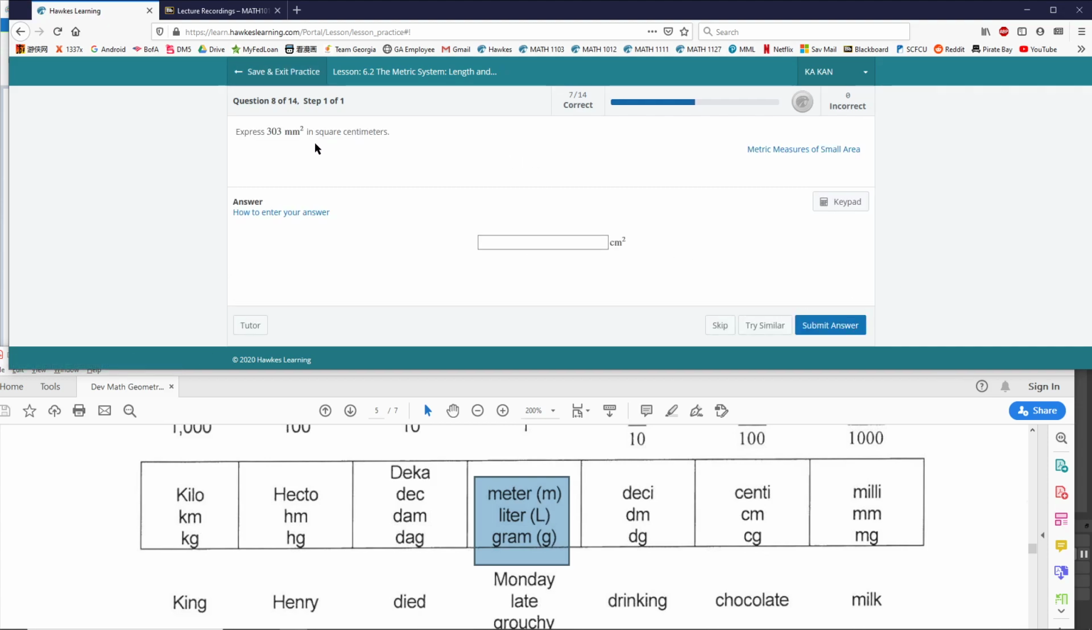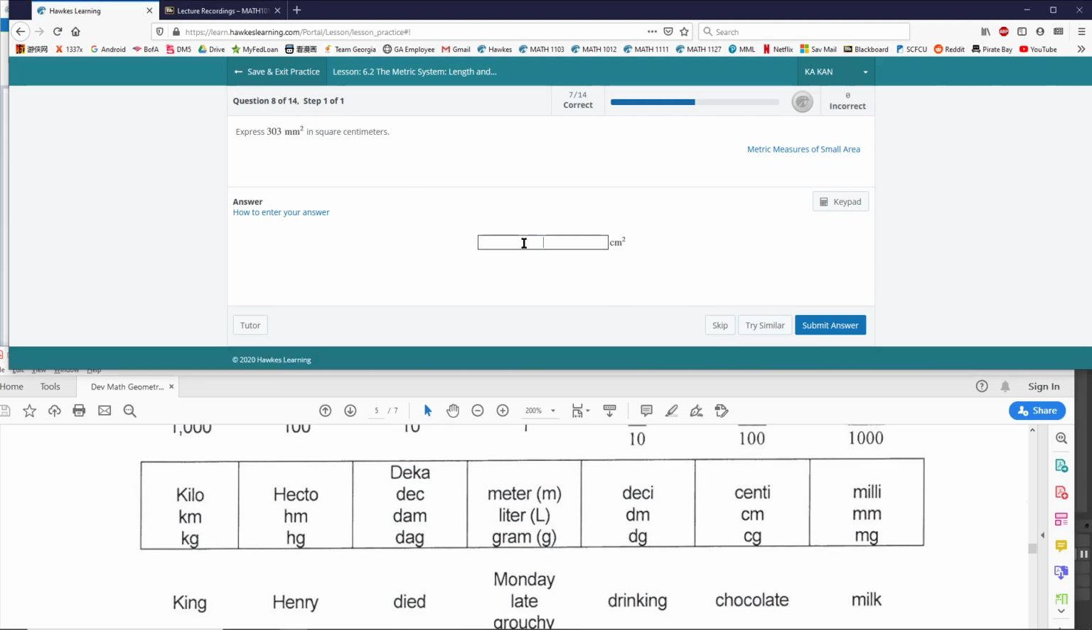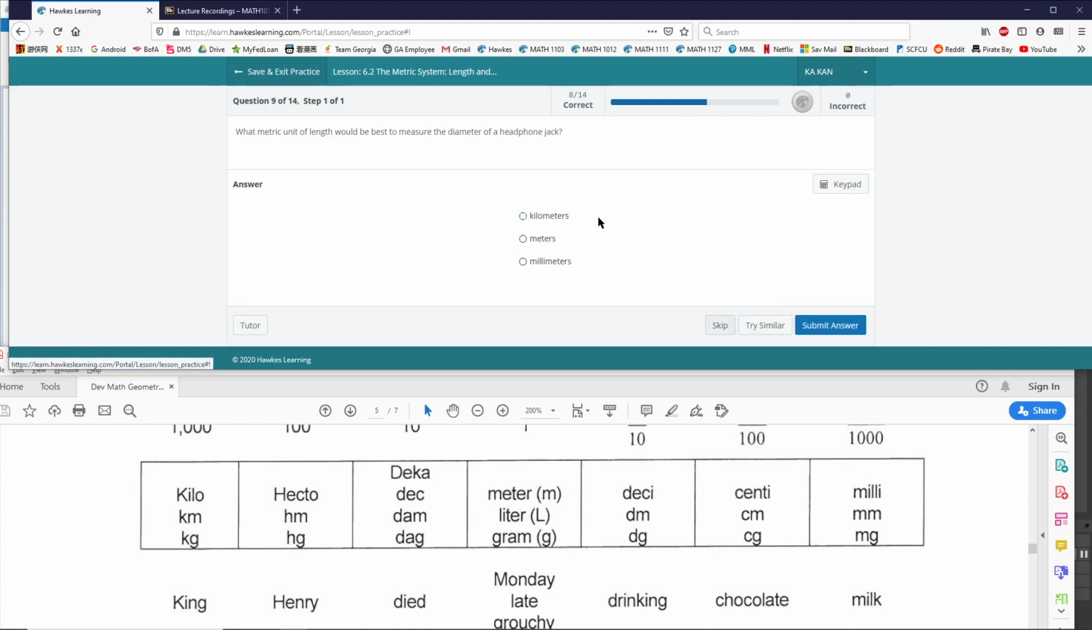So let's say pretty much the same thing as before. Millimeter to centimeter. That's 1 time, all right? But that's square, so you have to move it 2 times. That will be 3.03. You see, right?